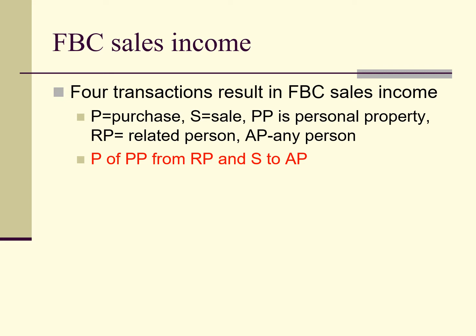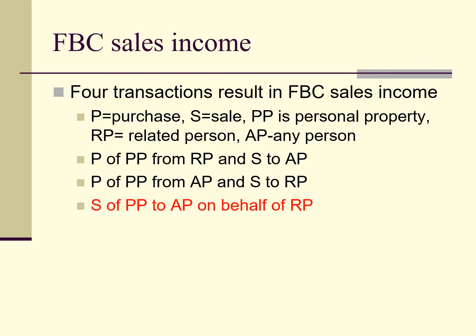The first type of transaction that can create FBC sales income is the purchase of personal property from a related person and its sale to any other person. The second is purchase of personal property from any person and its sale to a related person. The third is sale of personal property to any person on behalf of a related person. And the fourth is purchase of personal property from any person on behalf of a related person.